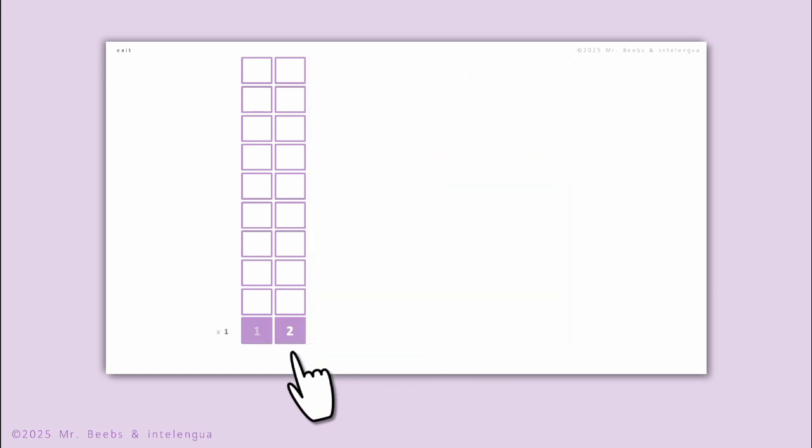Now, I'm really good at counting by 2, but you can feel free to go as fast or as slow as you need to. No pressure. 2, 4, 6, 8, 10, 12.